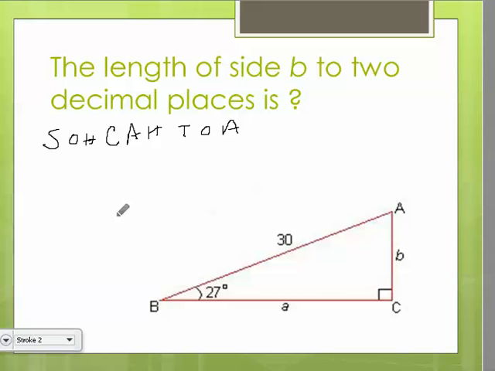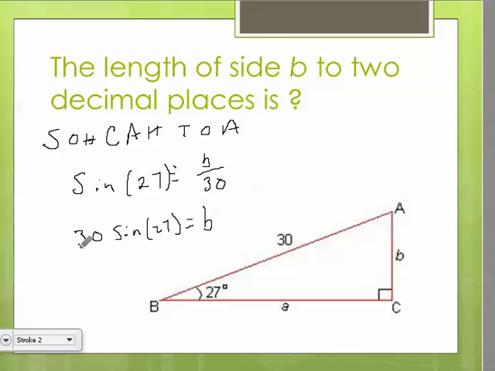So what we can say is that the sine of 27 degrees is equal to b over 30. So what we can do is a little bit of cross multiplying, and we get 30 sine 27 degrees, and that's what b would be equal to. And then all we have to do, after we calculate it, is round it to 2 decimals.